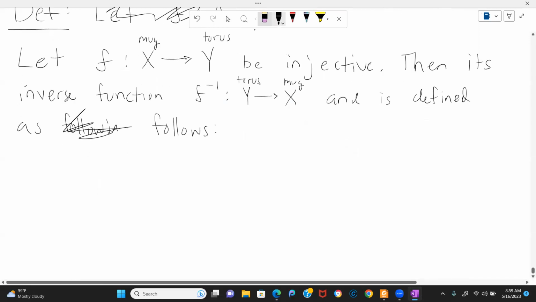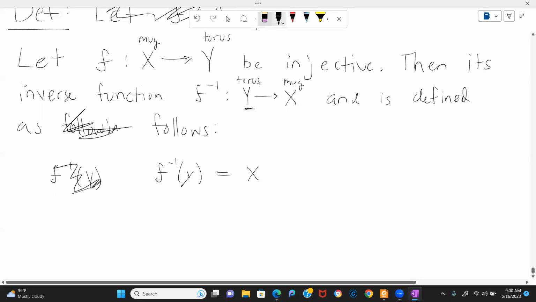It's defined as follows. In order to define the rule of the function, I just have to tell you what it does to a given point, right? Well, y is going to be some point in the space Y. So this is lowercase y. So y is some element in the torus, say, whatever, it doesn't matter, and it's going to send it to some element x. And that's not very illuminating, right? You might be like, okay, well, what's x?